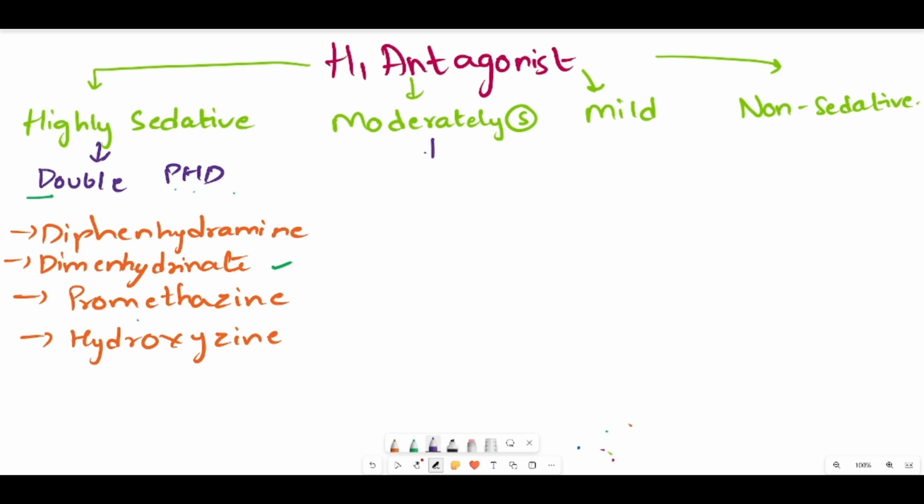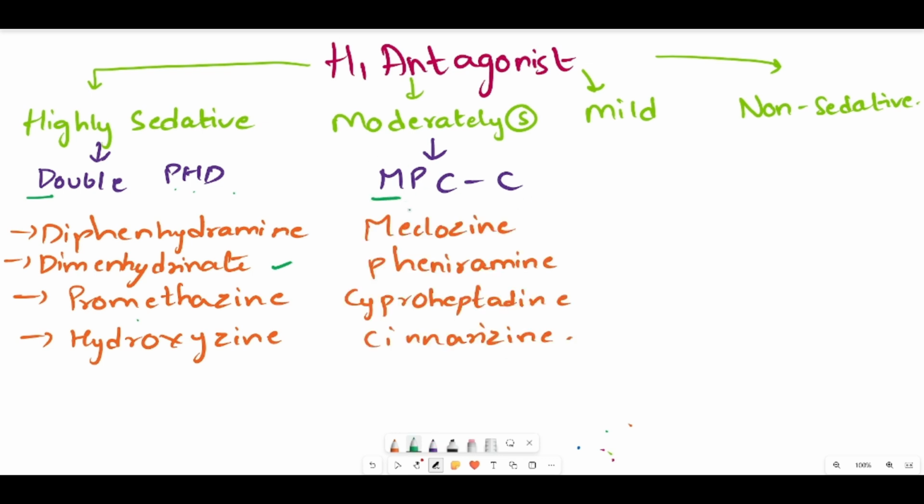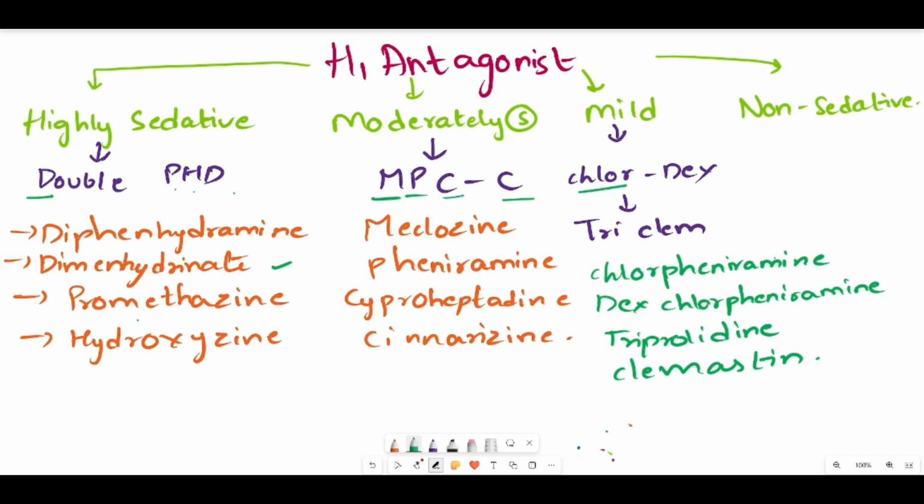Coming to the second class, to remember the drugs under this, just remember the word MPCC, or CMPC, where M means meclizine, P means pheniramine, C means cyproheptadine, and the other C means cinnarizine. Now coming to the third class, to remember the drugs under this, just remember the phrase "chlordex tri clem". Now let's write the drugs with these: chlor means chlorpheniramine, dex means dexchlorpheniramine, tri means triprolidine, and clem means clemastine.